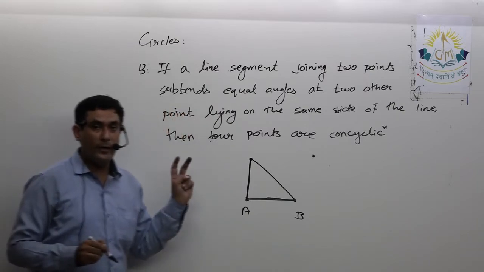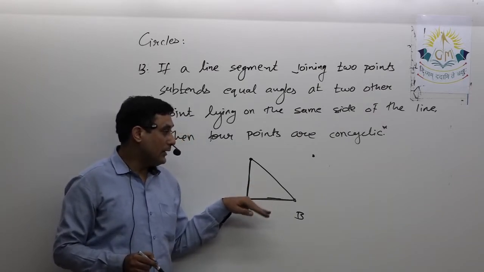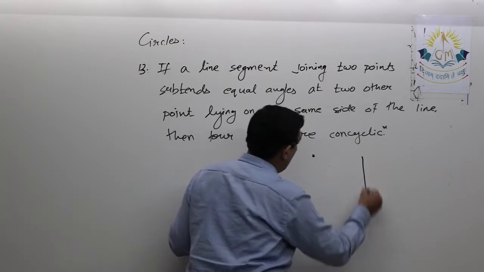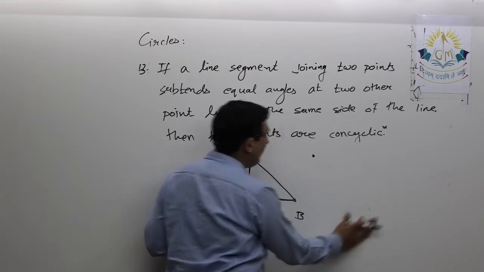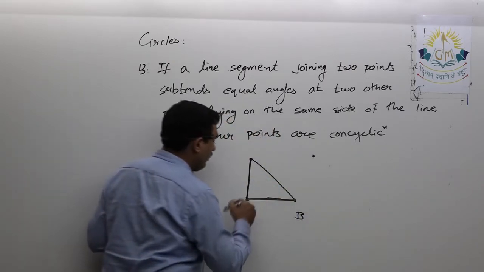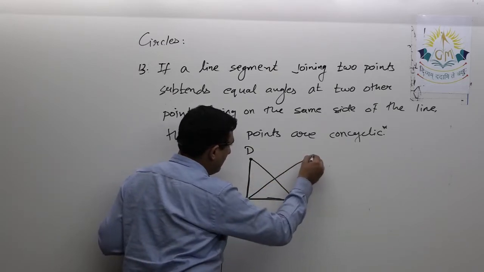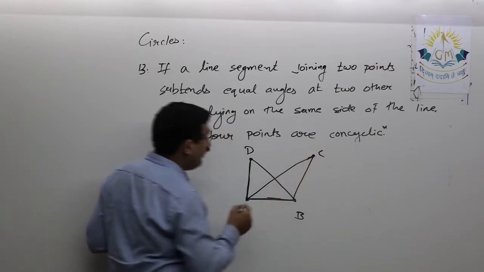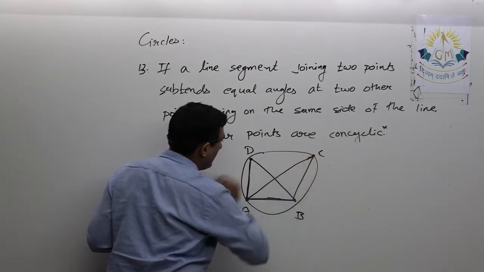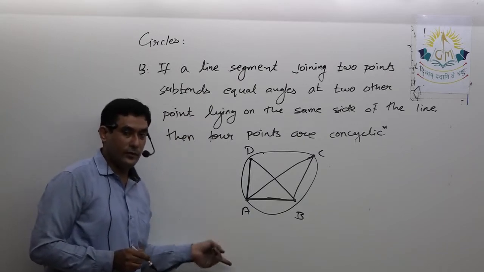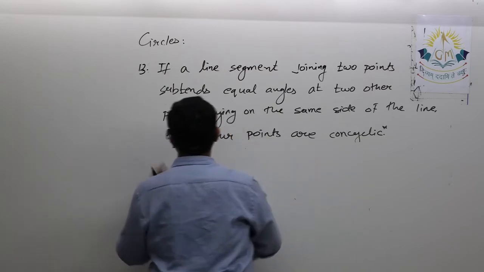The 2 points on which this AB subtends angles must be on the same side of the line. That means they should be either above or below, or if line AB is this way, then the points should be on the right side or on the left side. They should not be on opposite sides of the line joining those 2 points. Now these two angles are equal. Let's say this angle is D and this angle that I am going to join is C. Then in that case definitely these 4 points are concyclic. That means there will be a circle which passes through these 4 points. So that is theorem number 13.